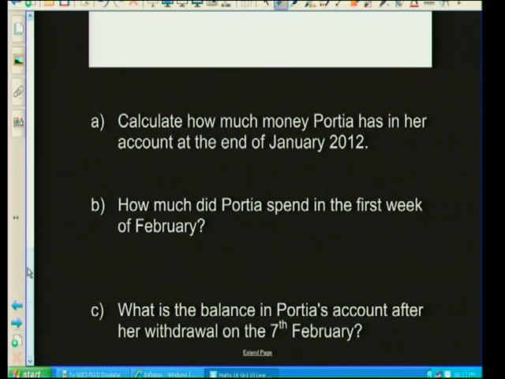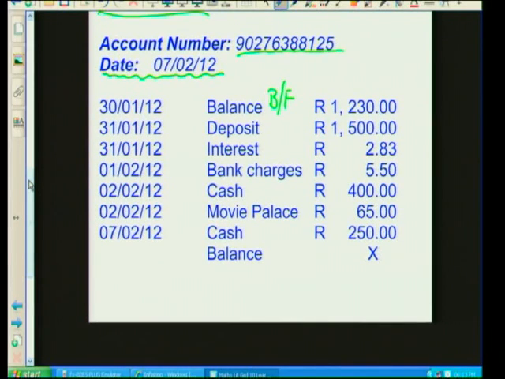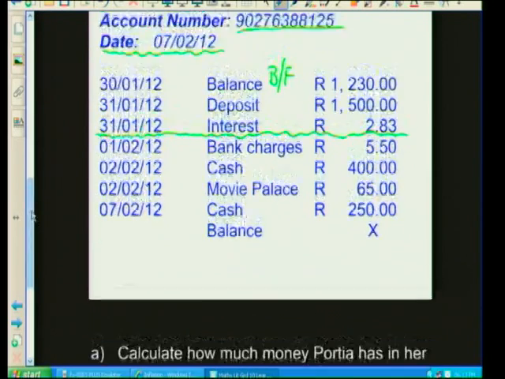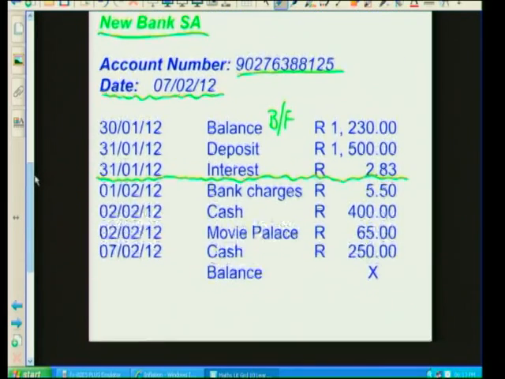Now, I've done that. Now we're going to look at these questions. What's the first question? Calculate how much money Portia has in her account at the end of January 2012. Okay? So we want to know how much money until this time here. It's the 31st of January. That's what we want to know. We're not interested in February yet. Why? Because the question says end of January. So that's what we're going to look at.